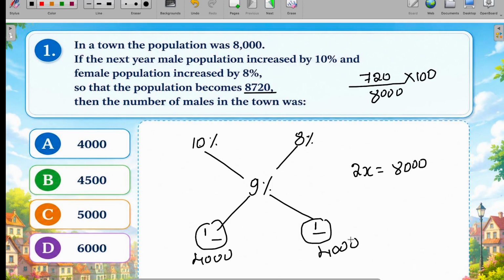I hope you understand both approaches. One is the regular approach, one is the allegation approach. So we will go to the next question. I think this question is clear to you.